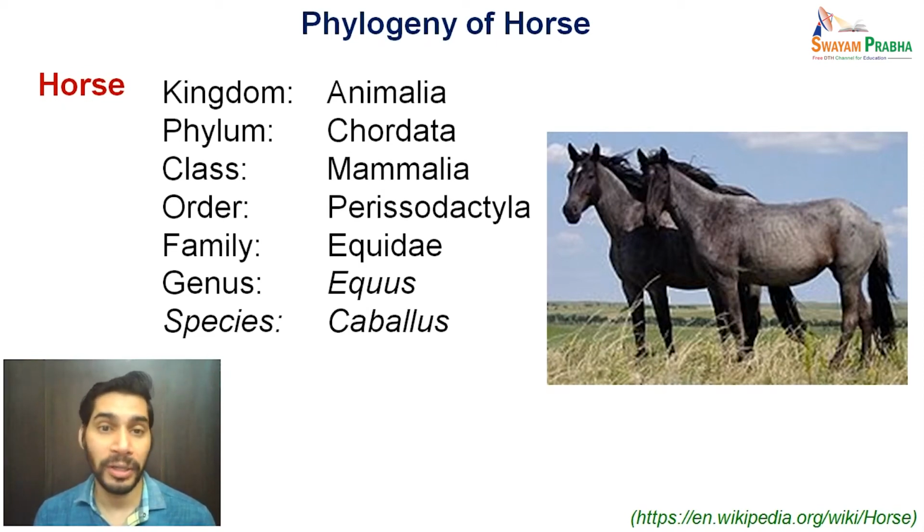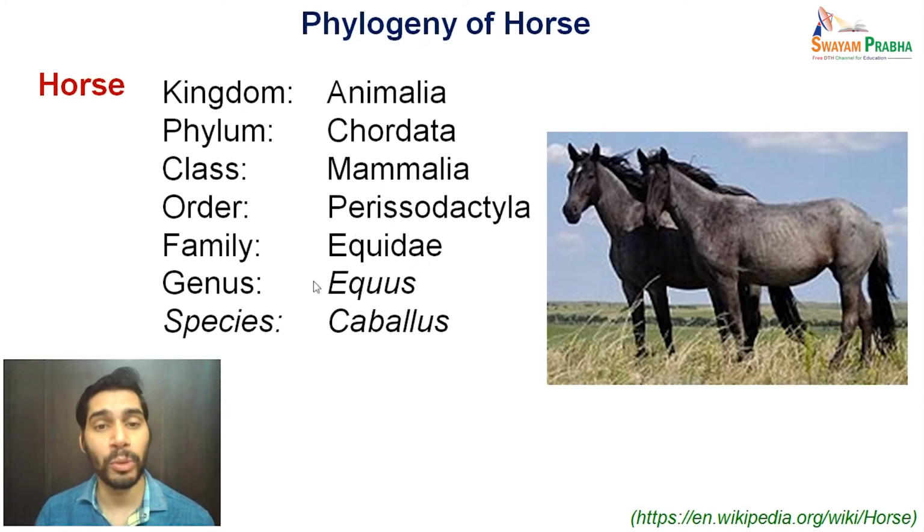And within the order Perissodactyla, the organisms do possess the hoof, the hoofed animals. You might have seen the hooves on the horses. On the toes, they have a horny structure, which is called a hoof. So that is also a characteristic of Perissodactyla order. Within Perissodactyla, there is a family called Equidae.